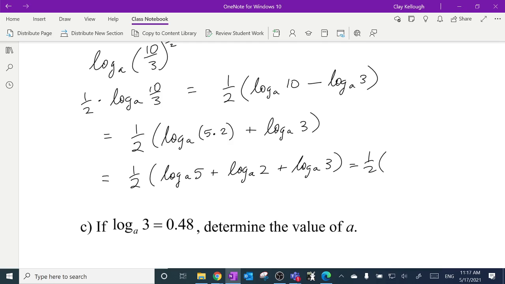Divide is a subtract, not an add. So that should be a subtract. And that should be a subtract. There we go, fix that for me, would you?